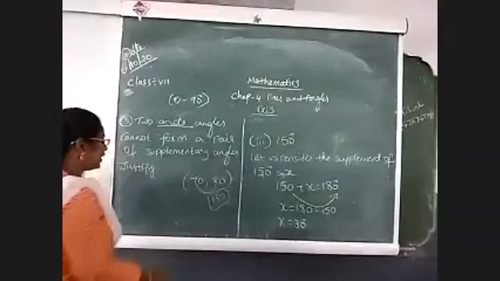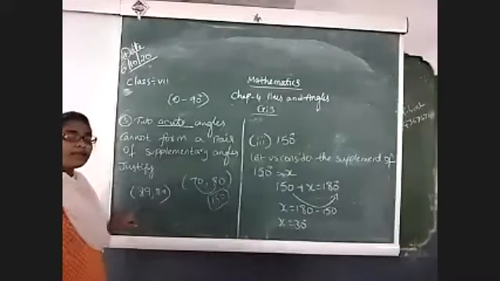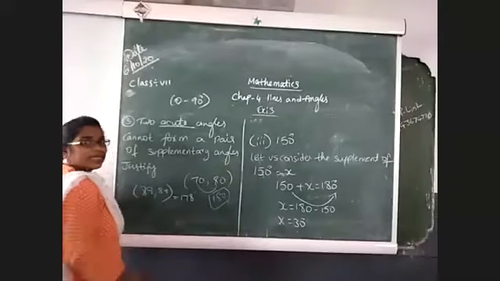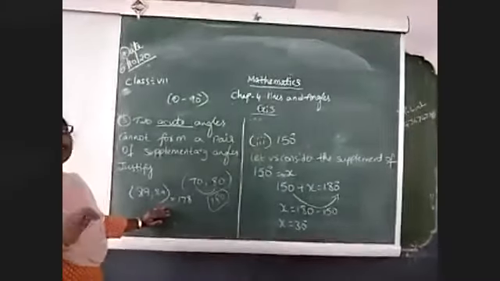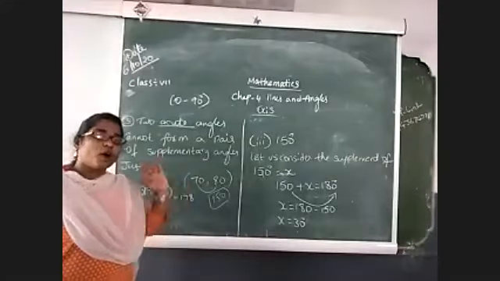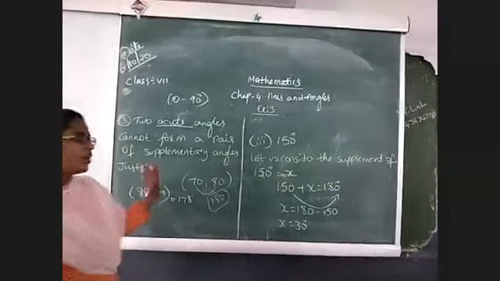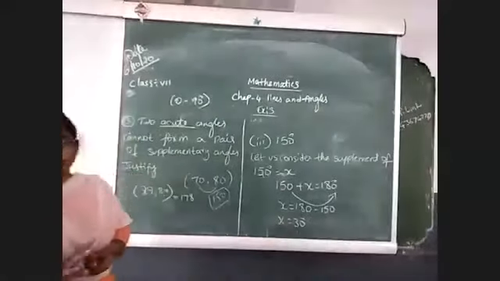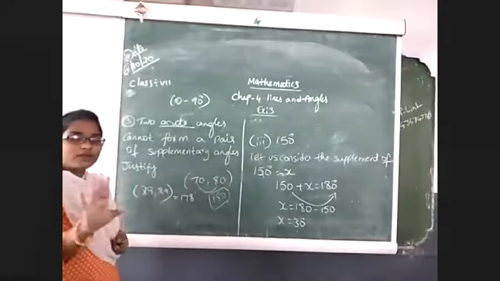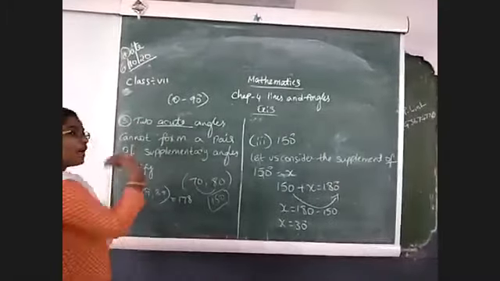Even if you take 89 and 89, 89 is an acute angle, 89 is an acute angle, but 89 plus 89 is 179. This is the maximum value, so we cannot get more than this. That means when we take two acute angles, you are unable to form a pair of supplementary angles. So we agree with them.